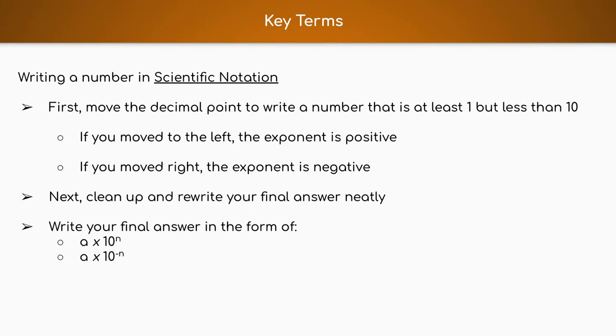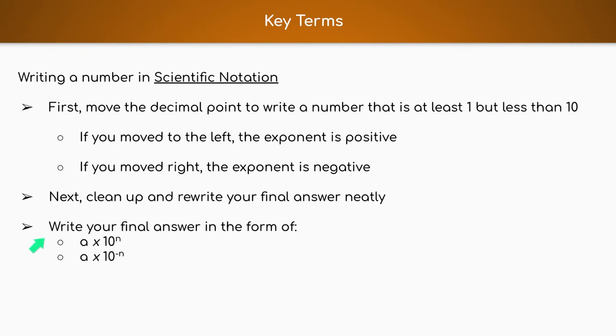When writing a number in scientific notation, first we're going to move the decimal point to write a number that is at least 1 but less than 10. If we move to the left, the exponent is positive. That means we were dealing with a very big number. If we move to the right, the exponent is negative. That means we were working with a number that was very small. Next, we're just going to clean up and rewrite our final answer neatly.